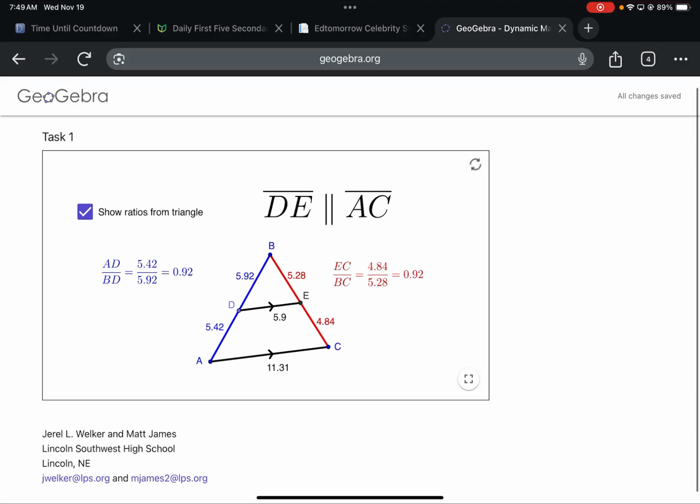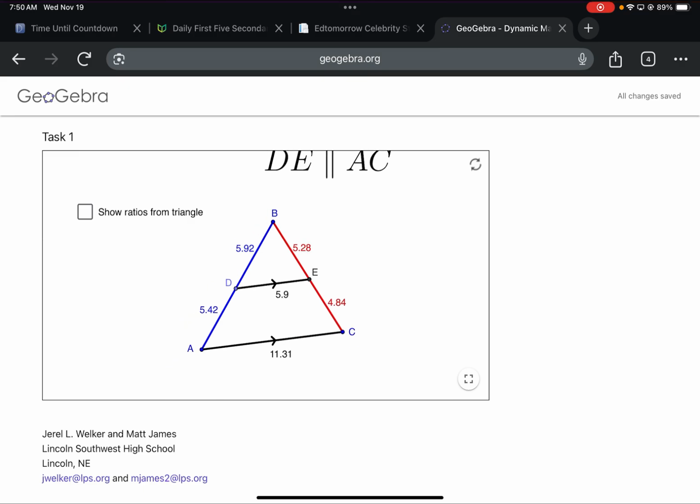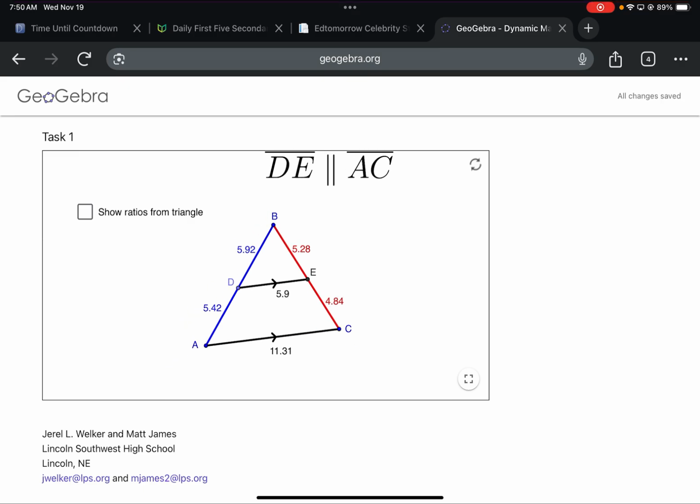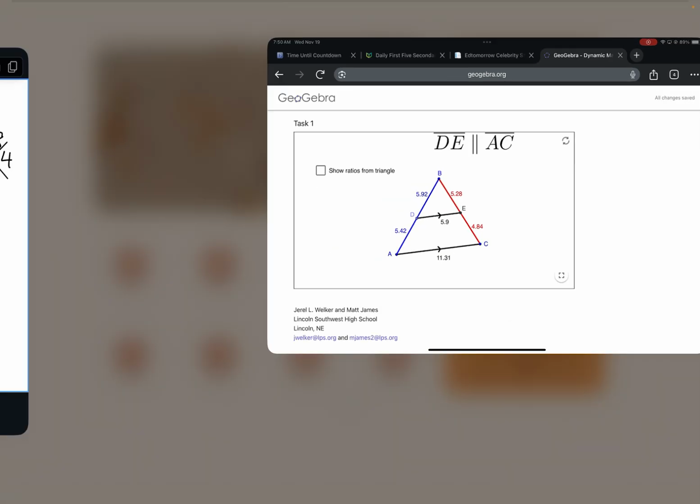Okay, so what I've done here is create a triangle ABC, and I put a segment in the middle of the triangle, but not necessarily right in the middle, but inside the triangle. And I made this segment parallel to the bottom side. Before we do anything, let's think about what we know from this triangle.